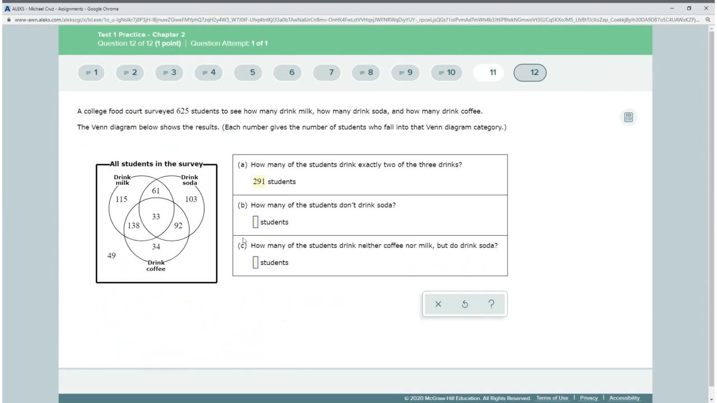How many of them don't drink soda? So if we cover up all of soda, that means the 61, the 103, the 33, and the 92 are gone. And we've only got 15, 138, 34, and 49. So 15, 138, they're also out of the soda ring. The 34 outside of the soda ring, and so also the 49. So that's 236.